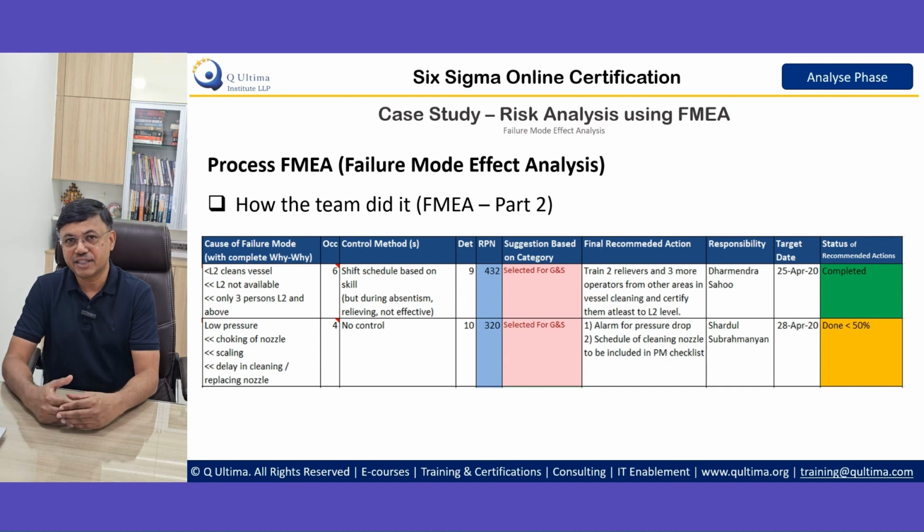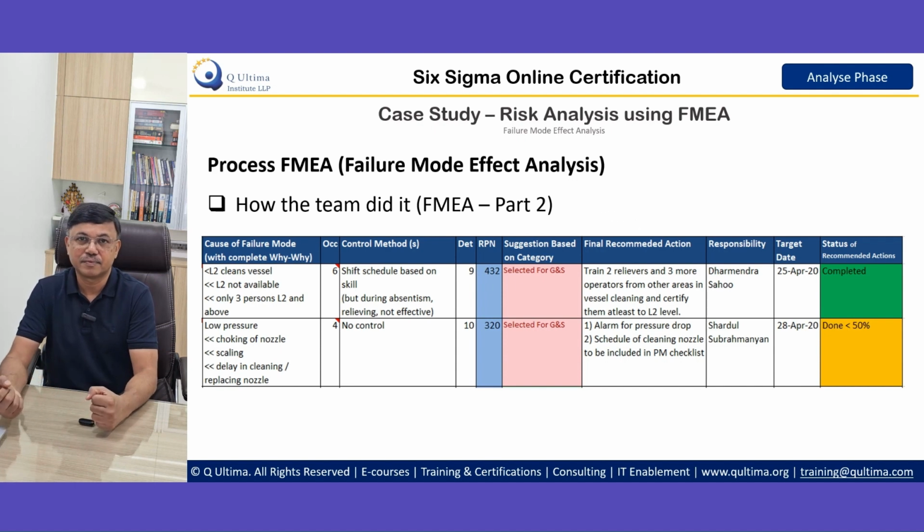And also the recommended action, which is now a very important part of the FMEA, is seen. We first try to see if we can actually act on the X or the cause of the X. If we are trying to act on the cause of the X, we should have more people trained, and that is the recommendation. And the team trained more people and was able to solve this problem of people not being available for cleaning.